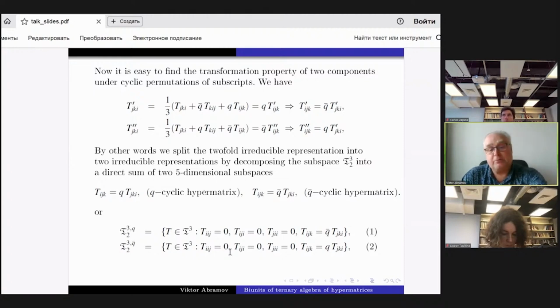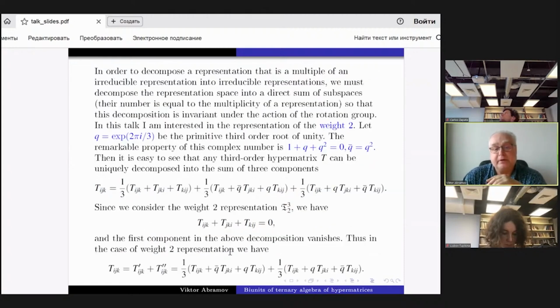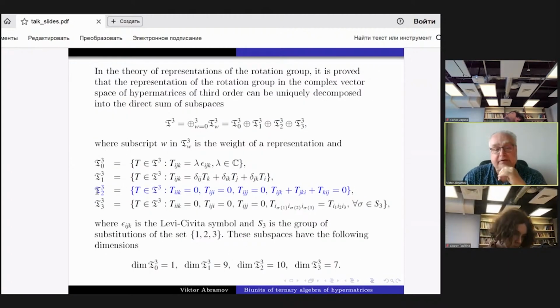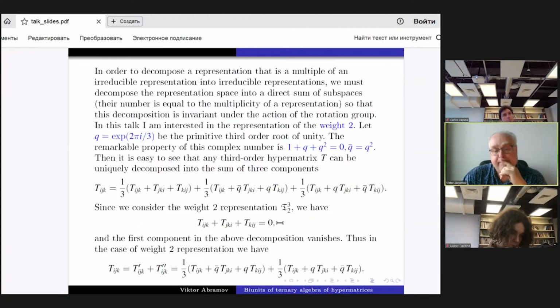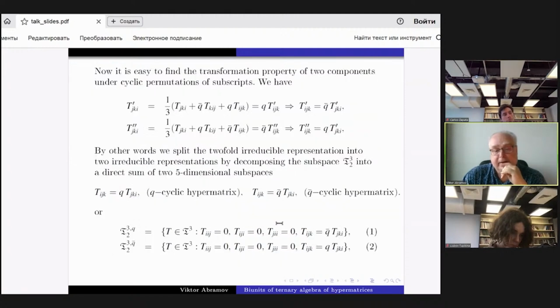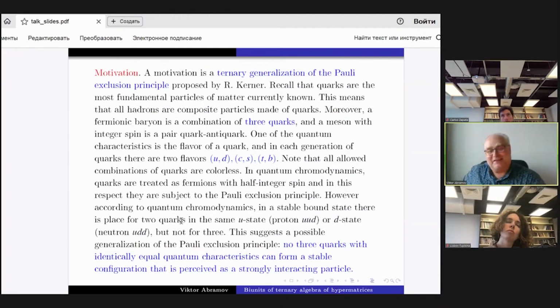So now the direct sum of these two subspaces gives me this subspace. And in each subspace, in this one and in this one, I have an irreducible representation of SO3. Now the motivation is here. The motivation for this is a Ternary generalization of the Pauli exclusion principle, which was proposed by Richard.